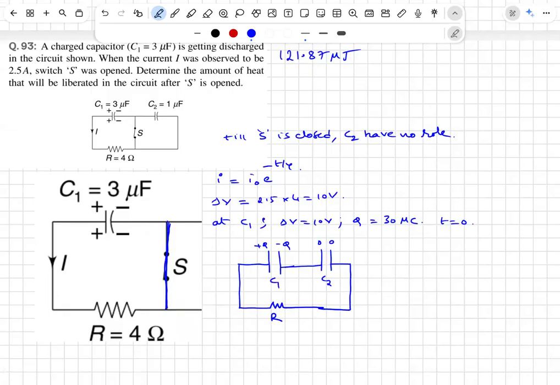Just now we have done the drop at this point. V1 is equal to 10 volt. V2 is equal to 0. C1 is equal to 3 microfarad. C2 is equal to 1 microfarad. Just now I told you the loss is across R.